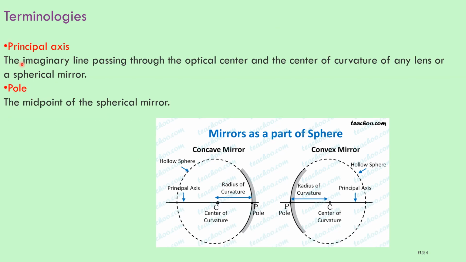Principal axis. The imaginary line passing through the optic center or center of curvature of any lens or a spherical mirror. This is the principal axis. Principal axis is nothing but the imaginary line that passes through the center of curvature and the pole. Next one, what is meant by pole? The midpoint of a spherical mirror. Here, this is the spherical mirror. The midpoint of the spherical mirror we will call the pole.